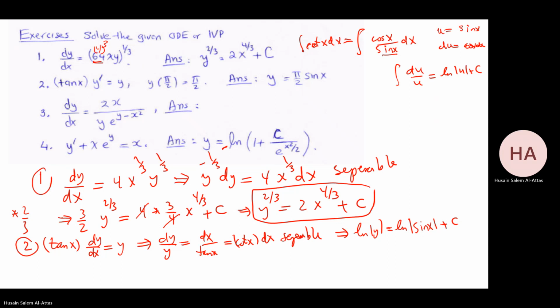Integrate. Oh, it has the condition. Inshallah, I can squeeze it. So I have absolute value of y. Take the e, will be e to the power c, absolute value of sine x. In other words, y will be plus or minus e to the power c times sine x, which is c.